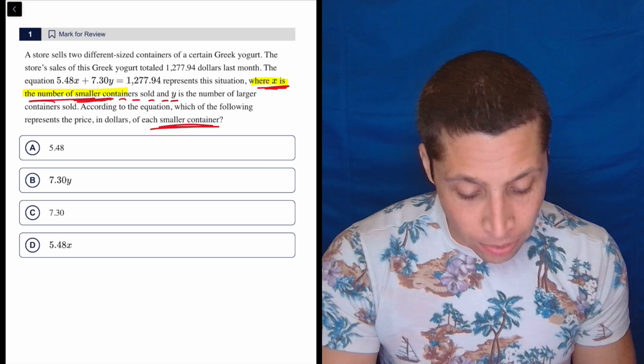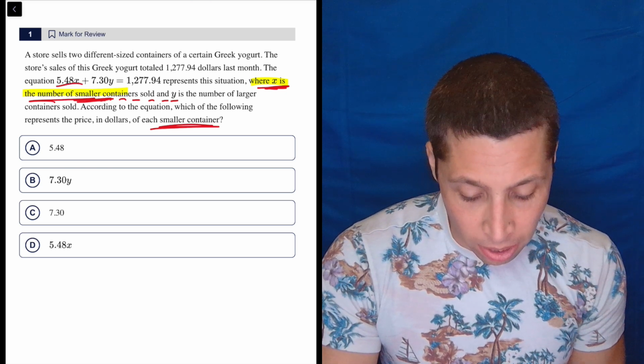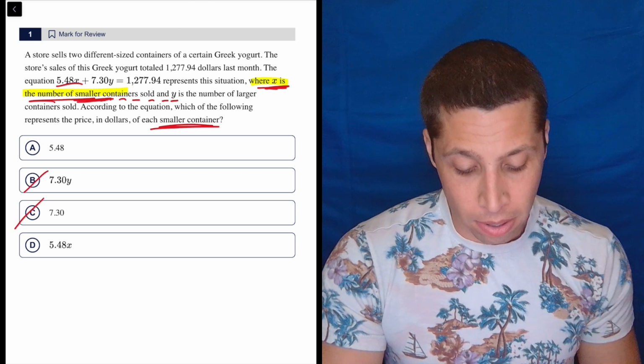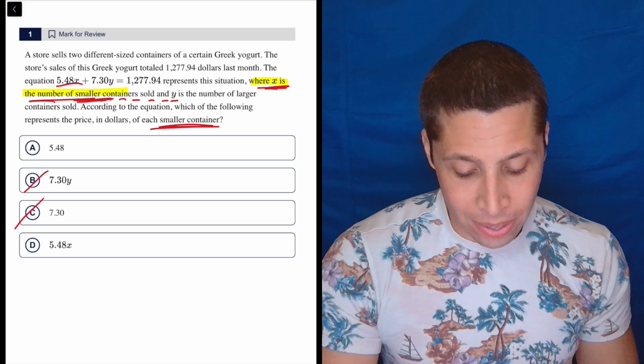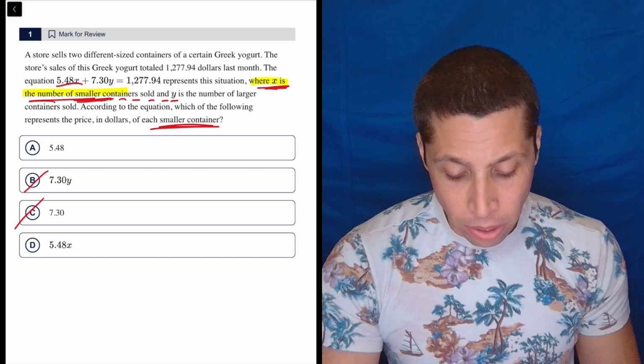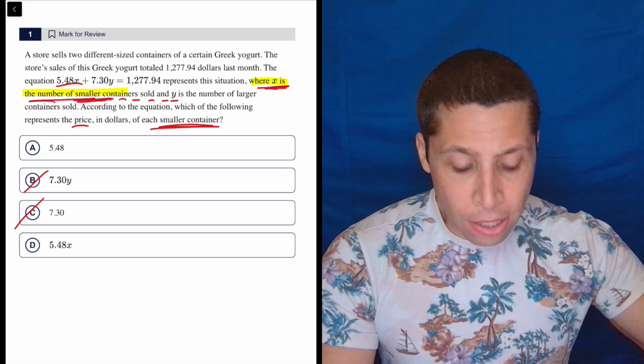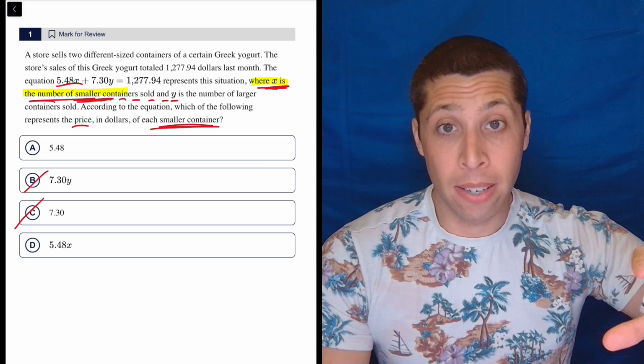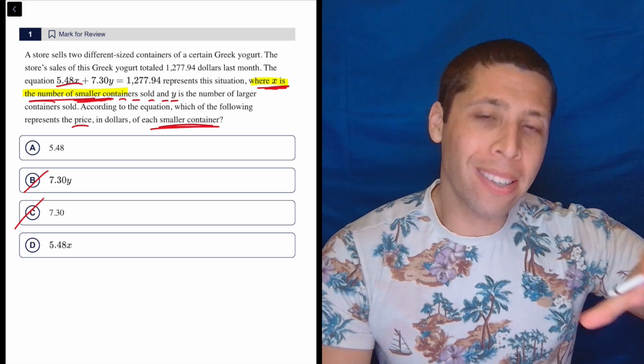So right away, that tells me that I'm focusing on the x or the 5.48. So that's going to get rid of these 2 choices. So now what do they want? We got to think, do we need the x or not? We want to know the price of each small container. So that is telling me a rate. And a rate is basically going to be a slope.